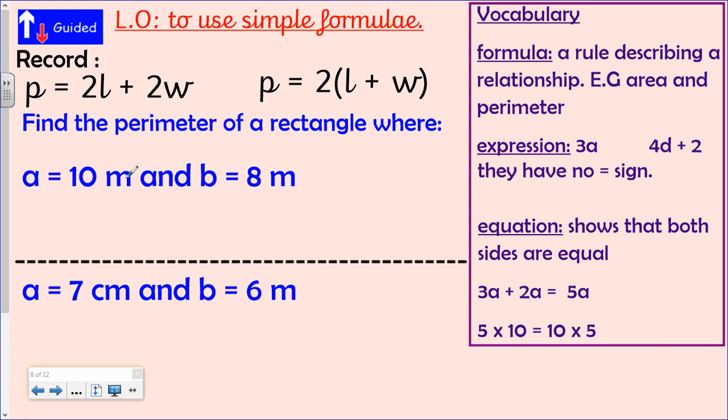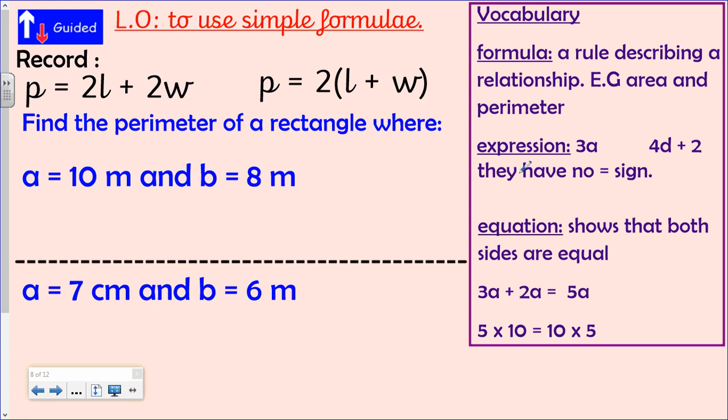Before we do this question then, I just want to pop over to this vocabulary box over here. This is going to help you with part of your intelligent practice as well. So a formula is a rule describing a relationship, and that's what we're looking at today. So you can use a formula to calculate the area, to calculate the perimeter. There's lots of them. You can calculate speed, all manner of things. So a rule describing a relationship.